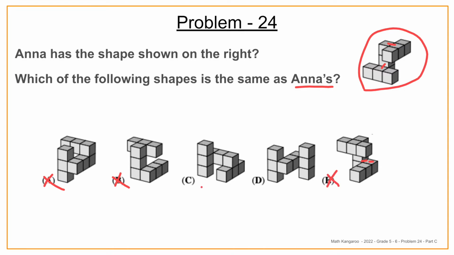Now we have to find whether C or D is our answer or not. Now let's see. This shape is adjacent to this shape. So we see that option C has that. Option D has it opposite. So this could not be our answer. Option C is our answer.